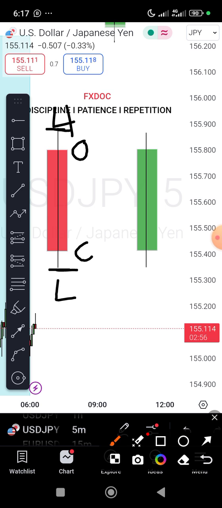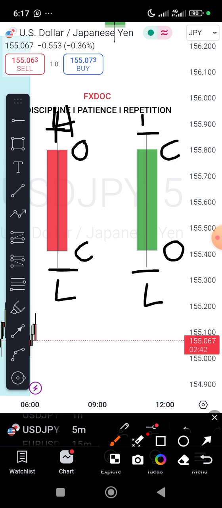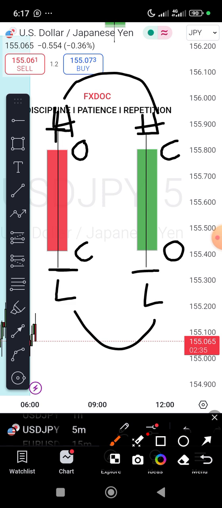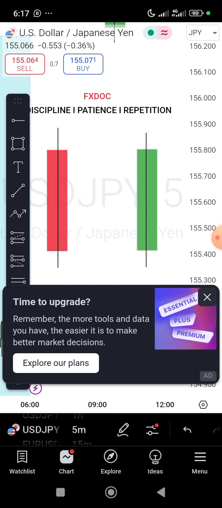Now the reverse is the case for a green candle. For a green candle, the open is down, the close is up, but the high and low remain the same. Can you see? The low remains the same, the high remains the same. The only change is that for sell, the open is up. For buy, the open is down. So once you understand this, you are good to go.